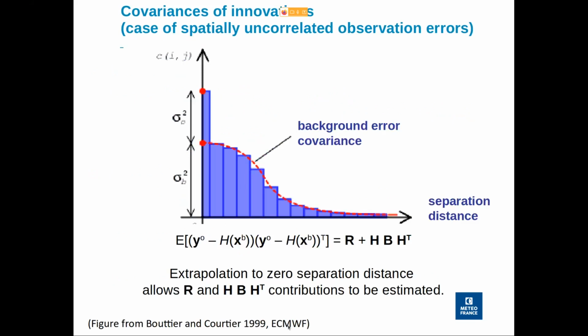And the principle is illustrated here also under the additional assumption that observation errors are spatially uncorrelated. It is possible to interpret the spatial covariances of innovations at non-zero separation distance as corresponding to background error covariances. Moreover, it is possible to extrapolate these innovation covariances towards the zero separation distance in order to partition the innovation variance into observational variance and background error variance contributions.